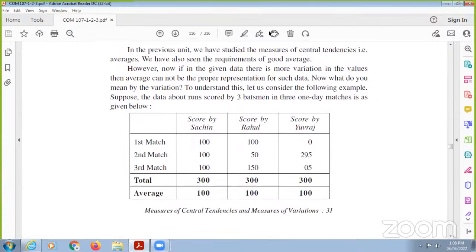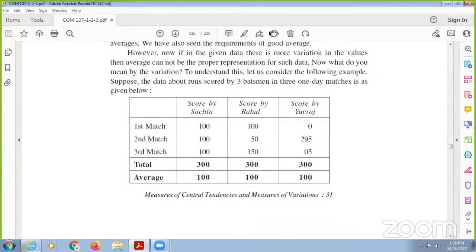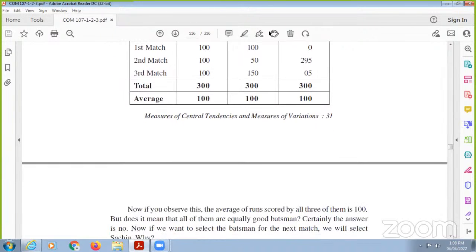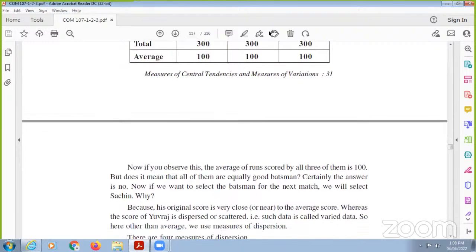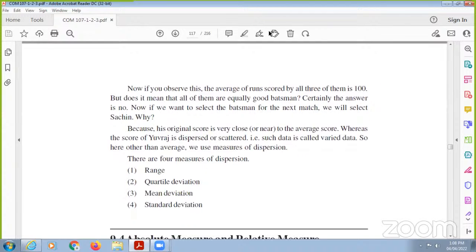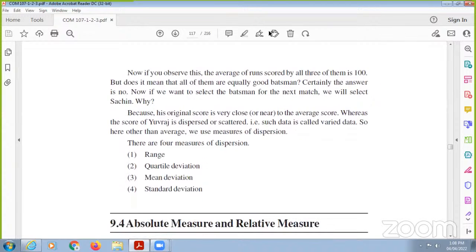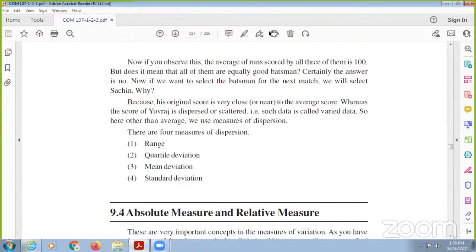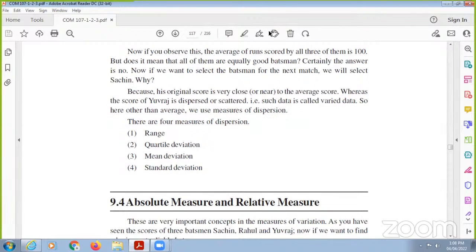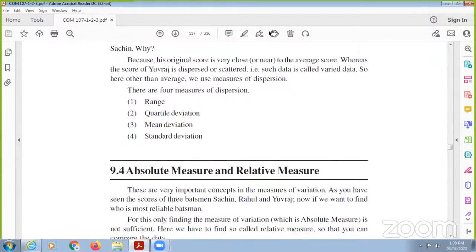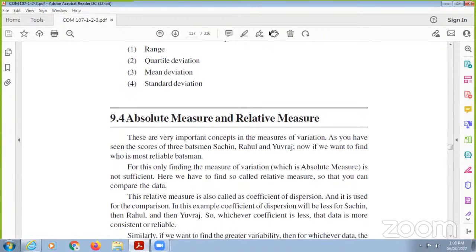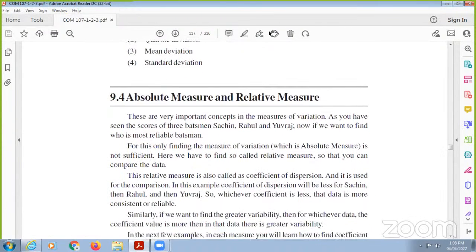For commodity A, the highest figure is 26 and the lowest figure is 16. That means the range, highest minus lowest, is 10. And for commodity B, the highest is 35 and the lowest is 30. That means the range is 35 minus 30, equal to 5. The coefficient of range is 26 minus 16 upon 26 plus 16, that means 10 upon 42, equal to 0.2381. This is the coefficient of range for product A.